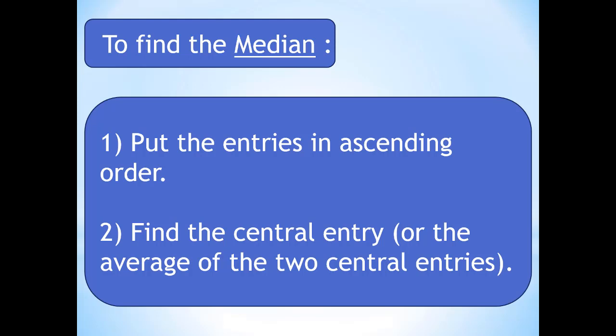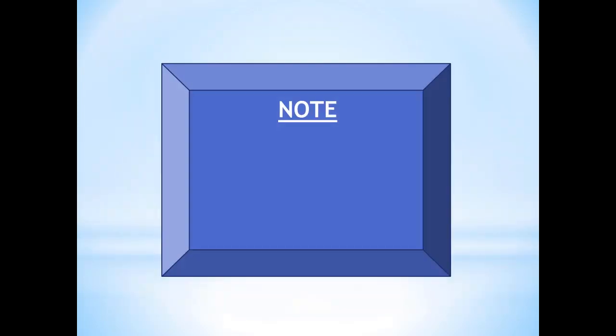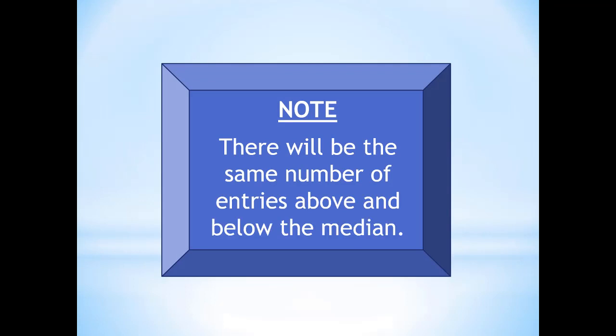So we have a note. The note says there will be the same number of entries above and below the median. So when you find the median on your number line and you look at all the other data values around it, there will be just as many data entries that are less than the median as there are above the median. So let's look at an example.